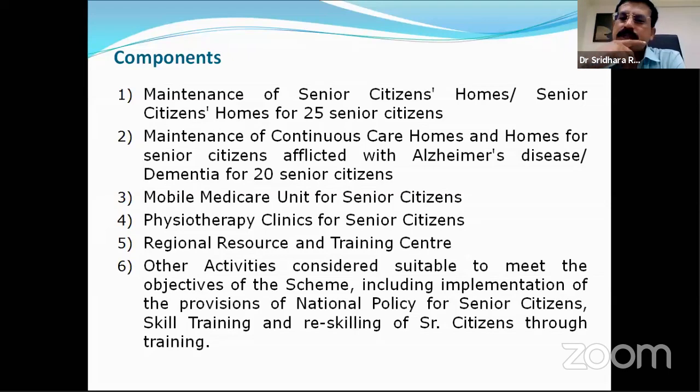If you visit the regional resource centers, you can get all the information regarding our NASD as well as our policies, programs, and information. Other activities are also considered under this scheme, skilling and reskilling programs. Any organizations, NGOs, institutions, if they are interested in organizing skilling and reskilling programs like digital literacy training, bag making, anything agriculture related, or any rehabilitation purpose, they can organize. Mainly we focus on rehabilitation of senior citizens. Under that, any organization interested can organize such programs.